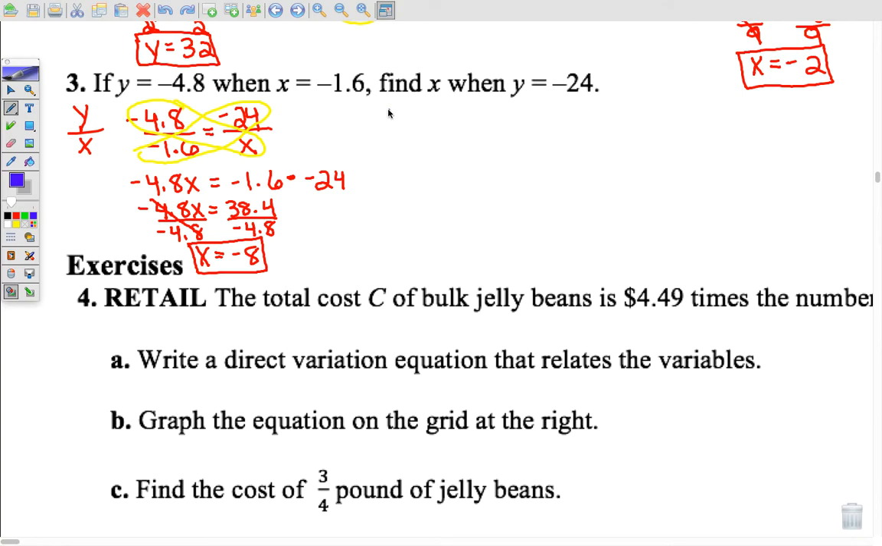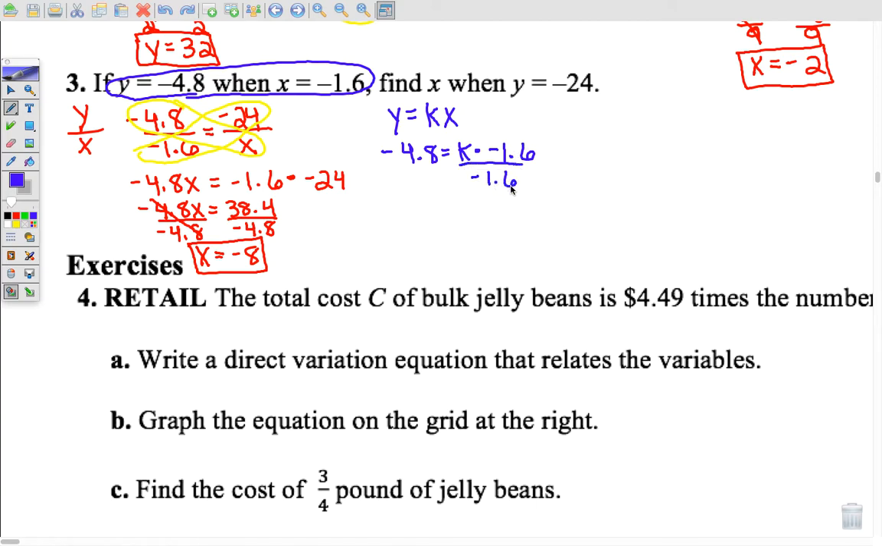Okay, and the last thing you have to do is your equation. So we have over here y equals k times x. Remember, you always use what they give you, this first little part. So y was negative 4.8. We're trying to solve for your constant of variation. That's the same thing as your slope. And x is negative 1.6. So to get k by itself, you divide both sides by negative 1.6.